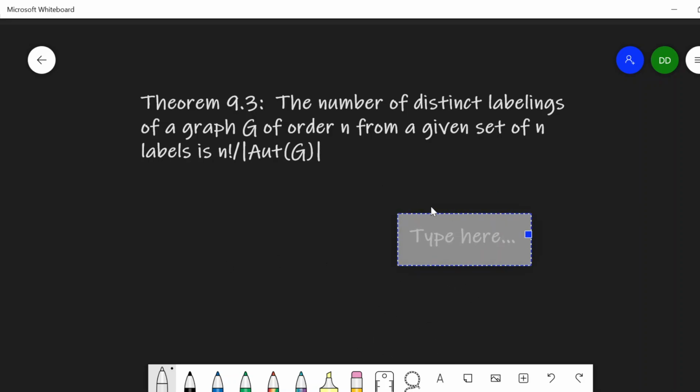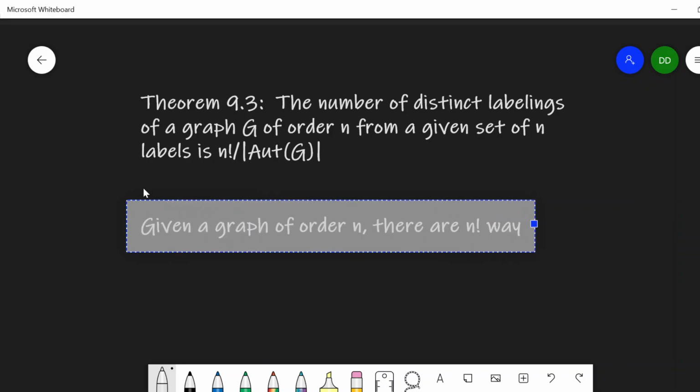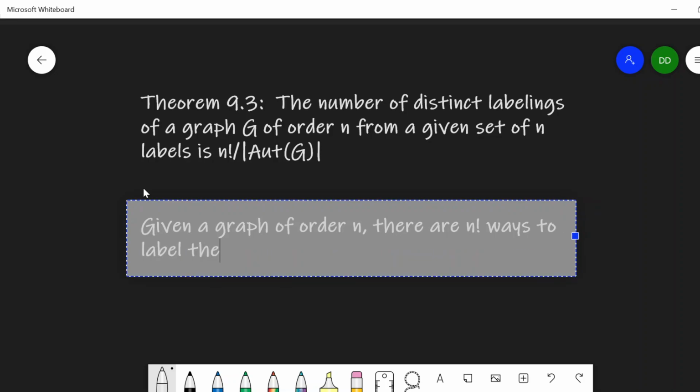So, all right, given a graph of order n, there are n factorial ways to label the graph using the same set of n labels, because any permutation of the vertex set gives rise to a labeling. Right, we could use different labels and come up with infinitely many ways to label it if we label it with, say, colors or other sets. So if we just fix the set of labels, there are n factorial ways to label it because any permutation gives a labeling.